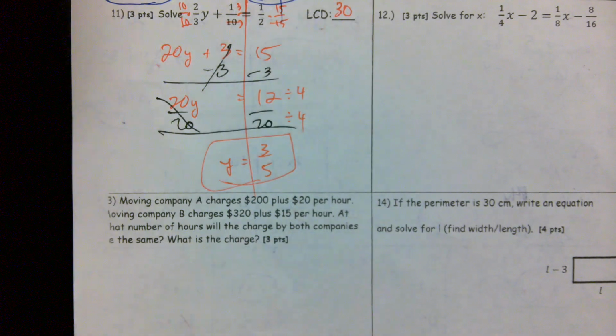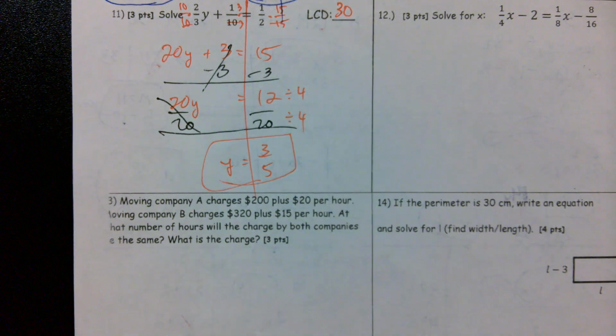Here's my answer. Just because we get a fraction doesn't mean it's automatically wrong. Right? Did anybody get a fraction for their answer and think they must have done something wrong? Maybe. That's okay if you did. That's pretty normal. That's what we get.